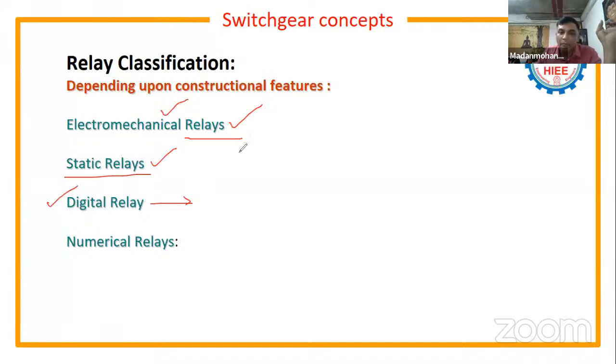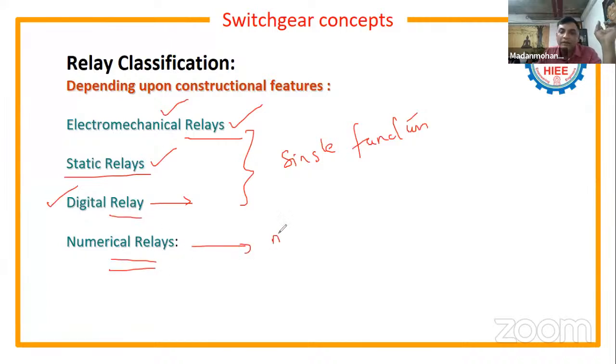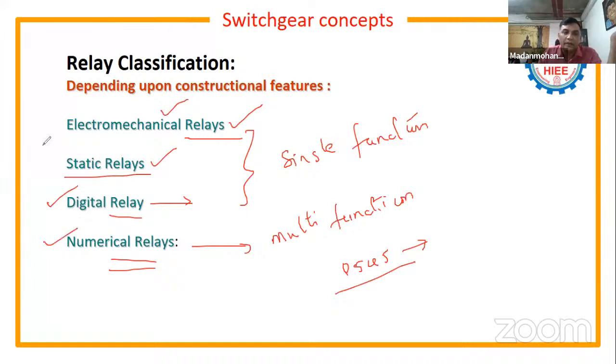Up to digital relays, all the relays are single function relays. The major difference between digital relay and numerical relay is that a numerical relay is a multi-function relay, guys. Multi-function relay in the sense that within the relay we have so many functions. If you take the P545, a Schneider relay model, it has overcurrent earth fault, directional overcurrent earth fault, and differential protection. So we have different types of functions available in one relay. That is the specialty of the numerical relay.